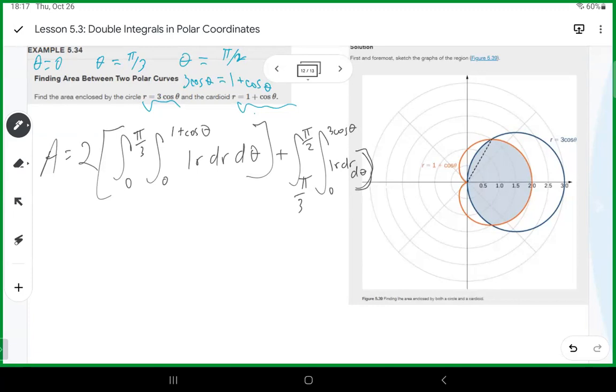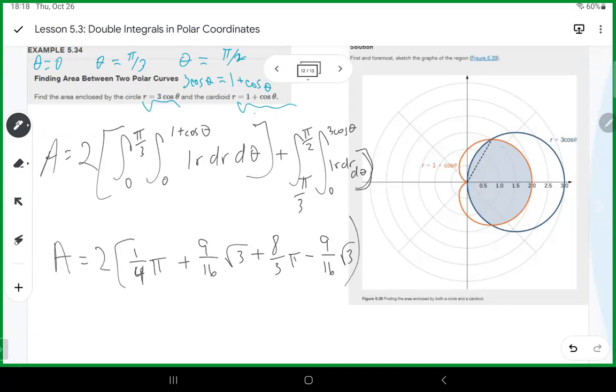Evaluating each piece separately, you guys know how to do this at this point. Go through, do all the steps. What you're going to end up finding is that A is equal to 2 times 1/4 pi plus 9/16 square root of 3 plus 8/3 pi minus 9/16 square root of 3. So if you get rid of that stuff, you're going to end up with 2 times 5/8 pi, which is just 5/4 pi units squared, because it's an area.